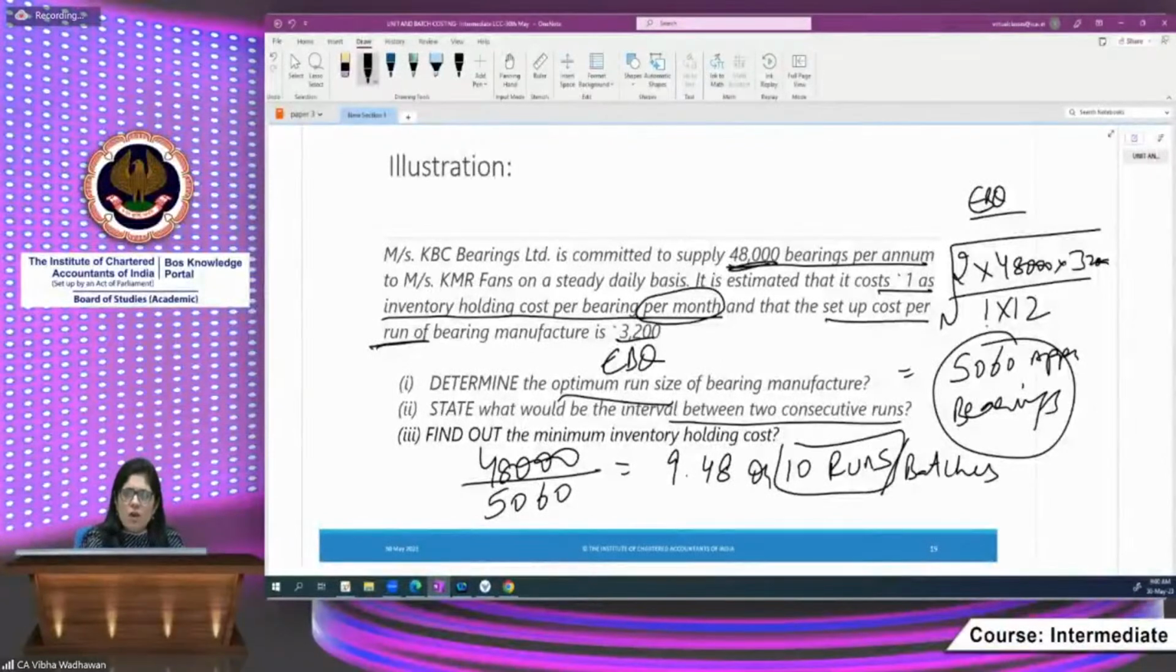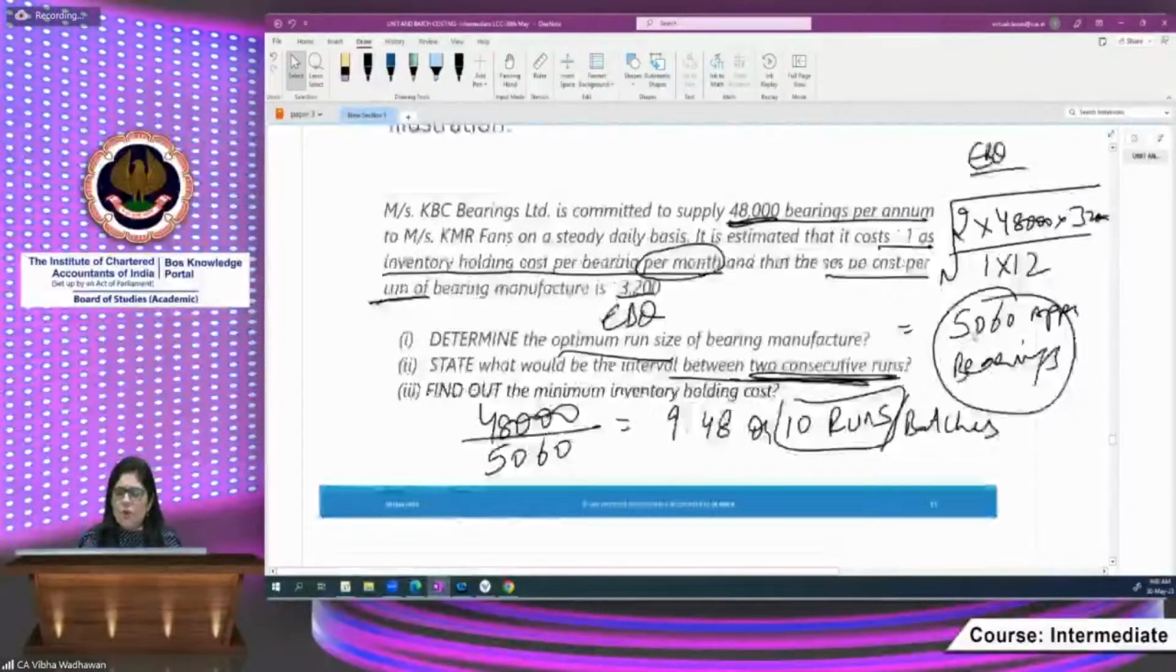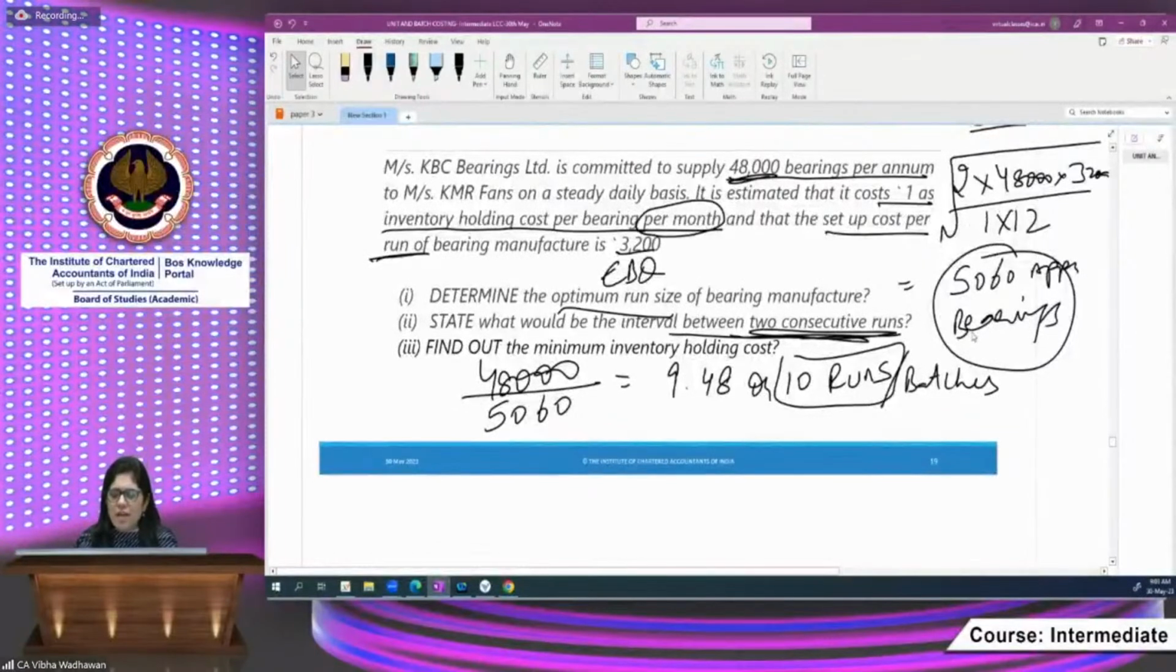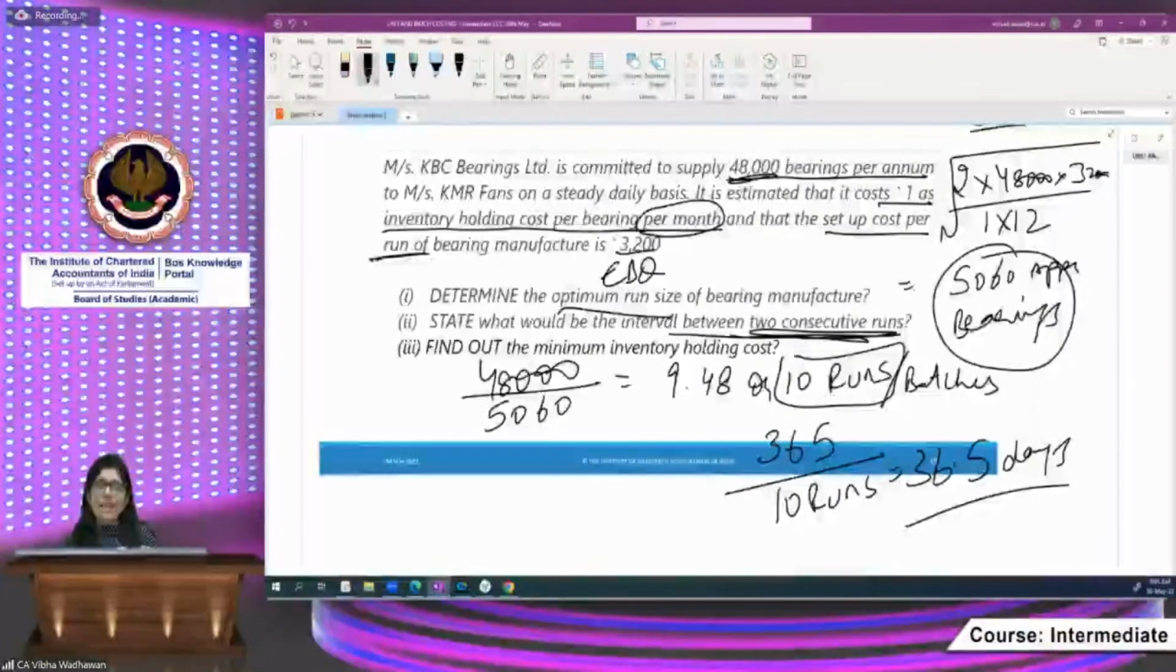So now concentrate on the second part of the question. What is the interval between 2 consecutive runs? Total runs are 10. We have to run 10 batches throughout the year. So 365 days, and you have to run 10 runs. How much is the time interval between 2 runs? 36.5 days. So 36.5 days is the gap between 2 batches.